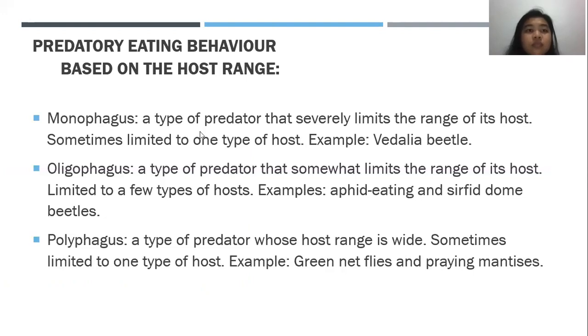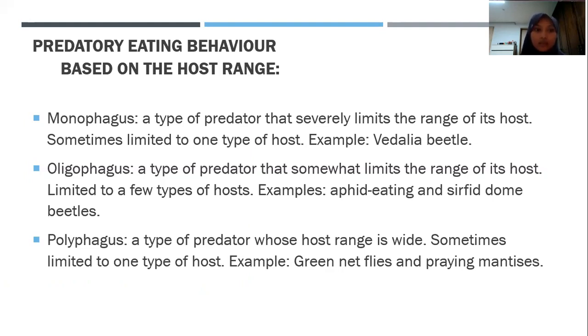Predator eating behavior based on the host range. First, we have monophagous, a type of predator that severely limits the range of its host, sometimes limited to one type of host, for example, the Vedalia beetle.